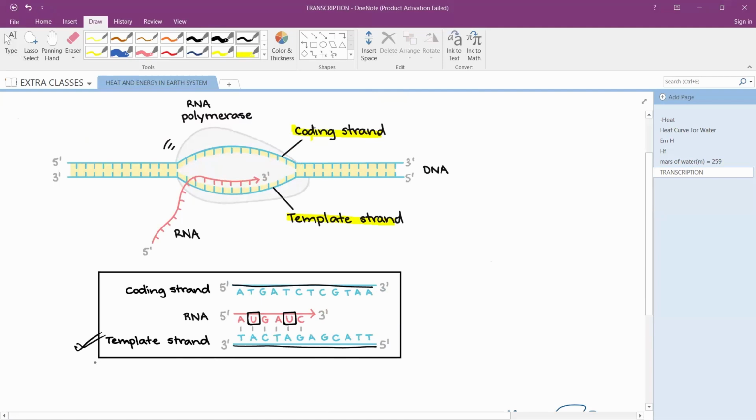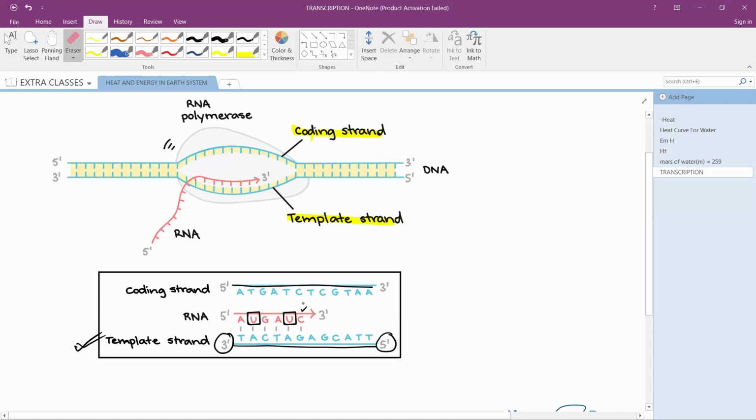If this one is the template strand, always remember that the 3 prime to 5 prime end always works as the template strand. This template strand is the strand which provides the information of the nucleotide sequence on the mRNA. So you see that T complements with A, A complements with U, C complements with G, and G complements with C.